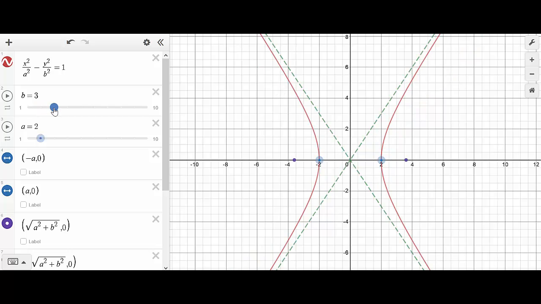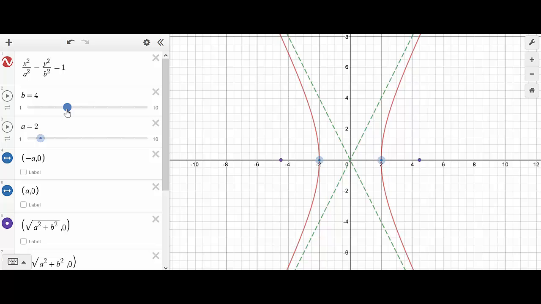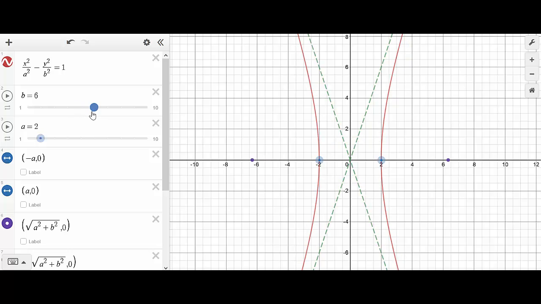Now if I double b, the number under the y, if I double that, look what happens to the slope of these asymptotes. Now the slope is 2. See? 4 over 2. So the slope is 2. What if I move it up to 6? Now look, b is 3 times a. And look at the slope over here. It's now 6 over 2, which is 3.